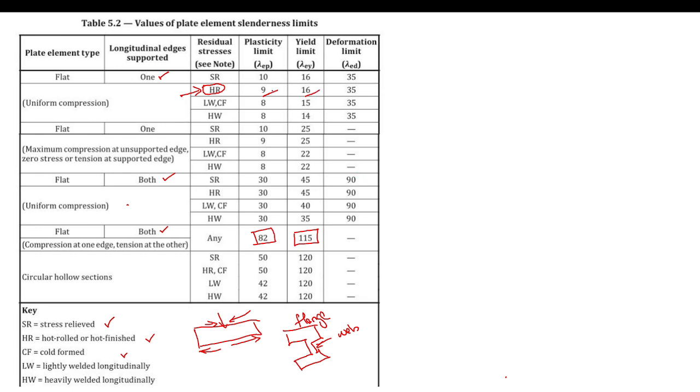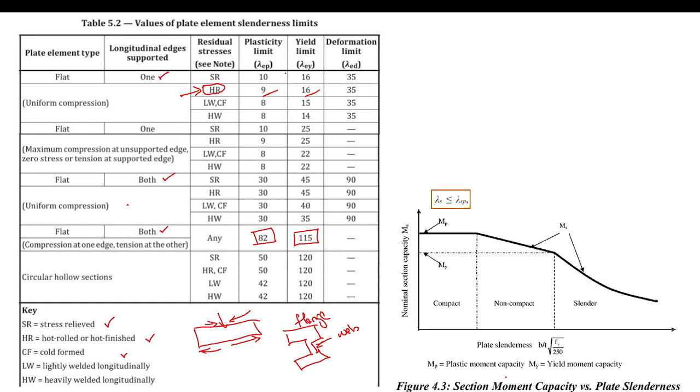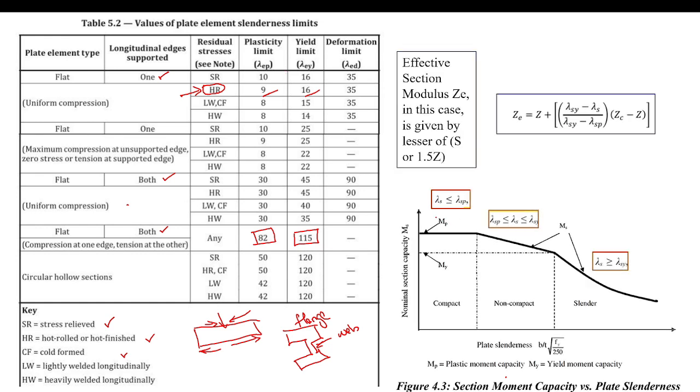We found out these limits for the whole section, for web as well as flange. Now, based on these limits, this section can be categorized into 3 parts. That is, using the formula, we need to get the lambda s, that is, lambda e will be attributed equal to lambda s.